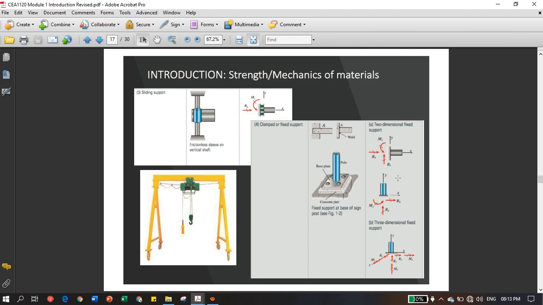Coming to the fixed support, the body is fixed, clamped in the ground, or clamped in the ceiling, or clamped in the wall.